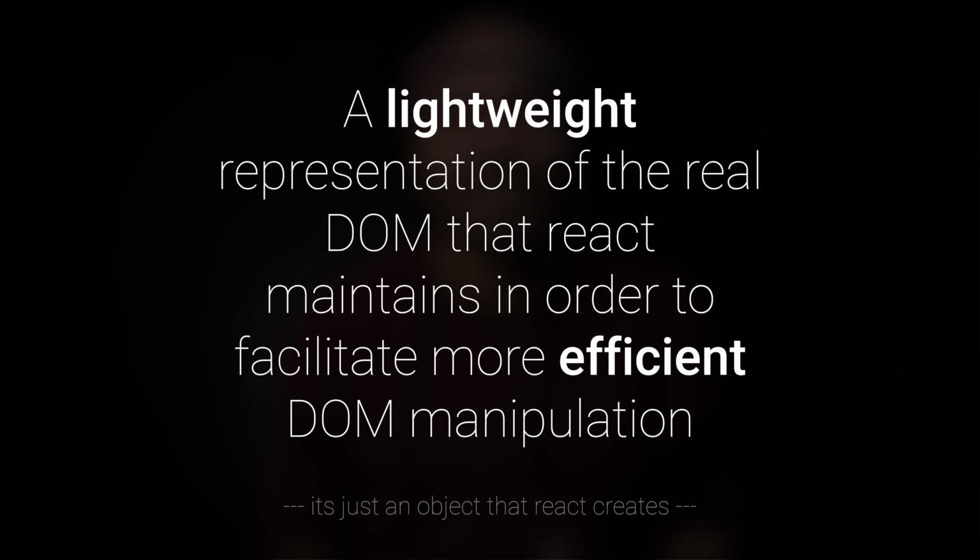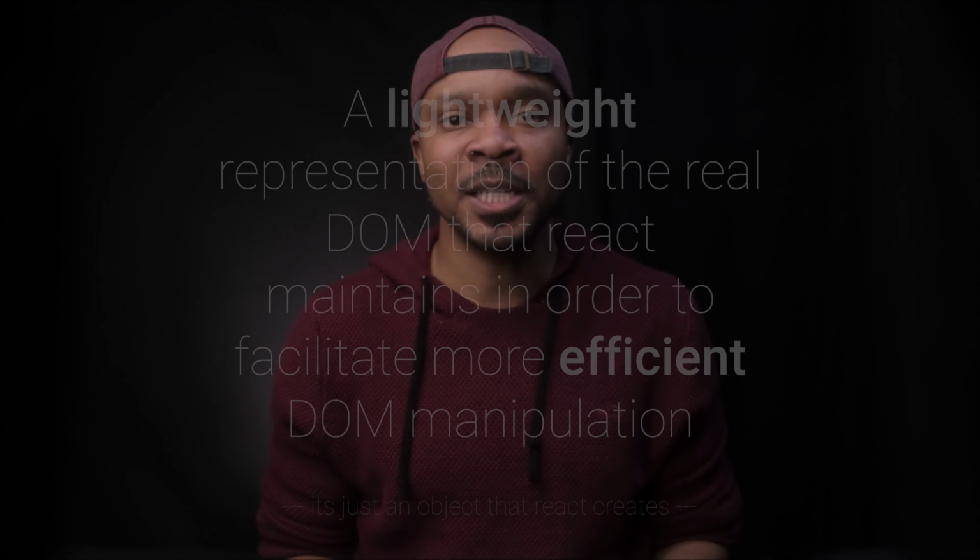The virtual DOM is a lightweight representation of the real DOM that React maintains in order to facilitate more efficient DOM manipulation. You see, as I stated earlier, whenever the DOM is changed in any way, the browser will re-render the screen to match the new structure of the DOM. The problem, however, is that a lot of work goes into rendering the UI from the DOM. Layouts have to be recalculated, styles have to be reapplied, and everything that has been affected has to be repainted to the screen.